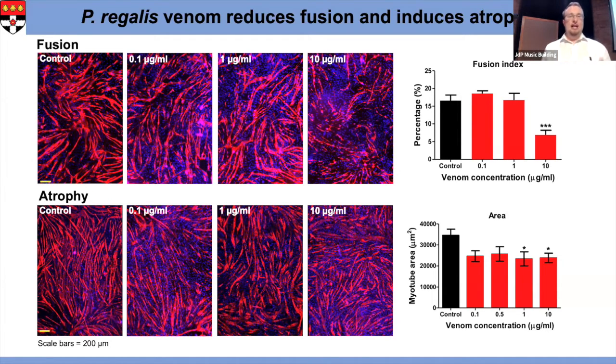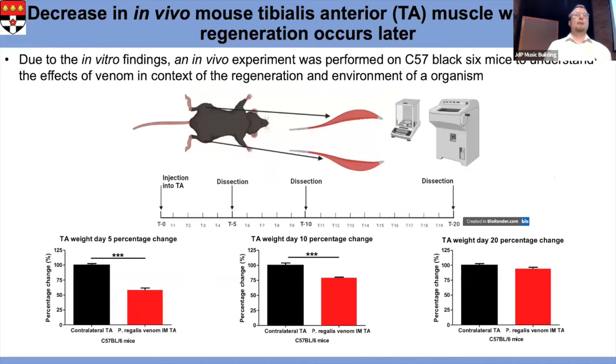Also, the atrophy was impacted, with a significant decrease in area at 1 and 10 micrograms per ml of venom. So this was performed on mature myotubes, followed by a 24-hour period of venom exposure. So differentiated myotubes were affected by the venom.